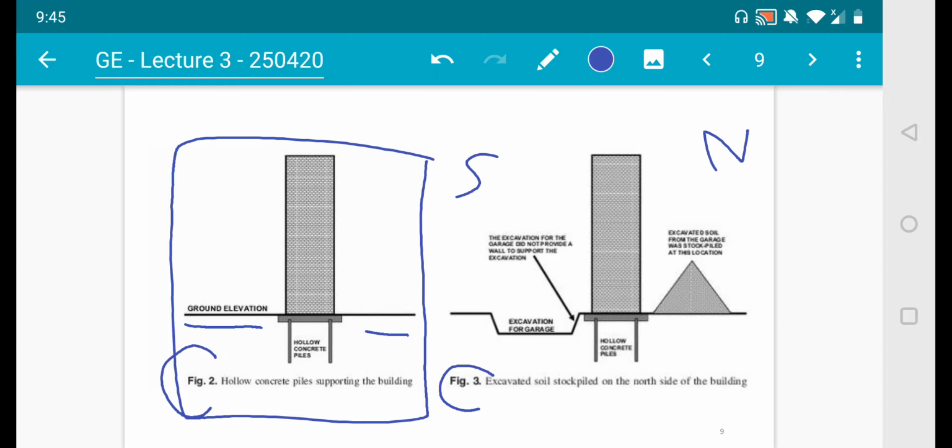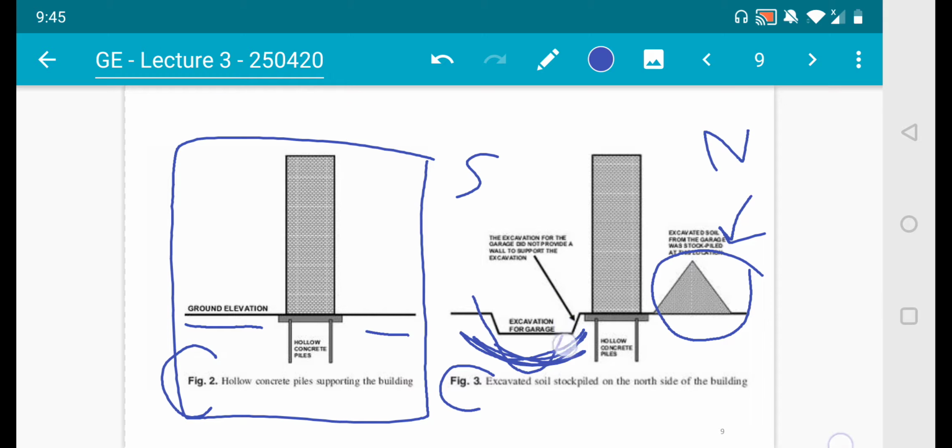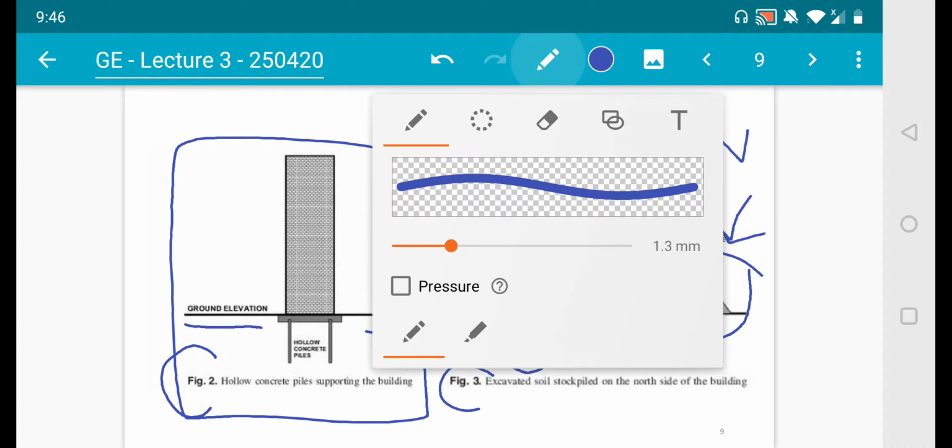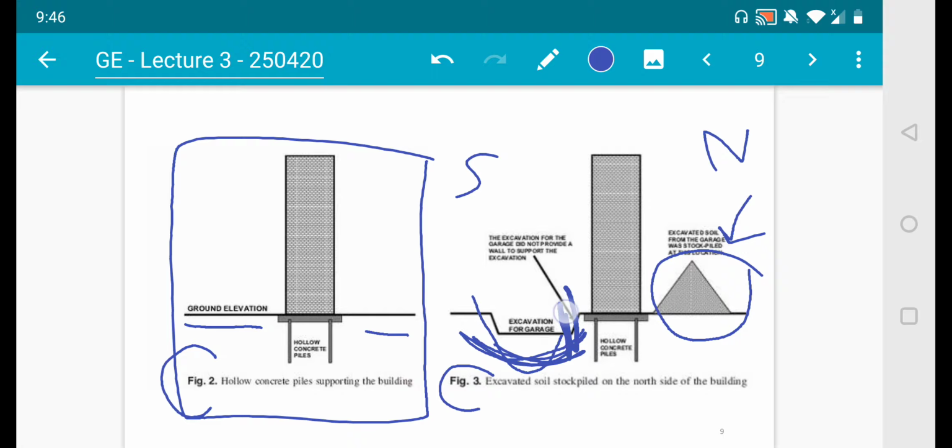So what actually happened is that there's a stockpile of earth over here. They dug soil from somewhere and created this stockpile. So you have a big loading on the north side, and then they excavate on the south part to make a garage or basement parking. According to this report, the excavation for the garage did not provide a wall to support the excavation. When you dig up here, you should actually provide some support over here, because this is already gone. In this case, they likely forgot, or maybe they didn't design it properly when they excavated.